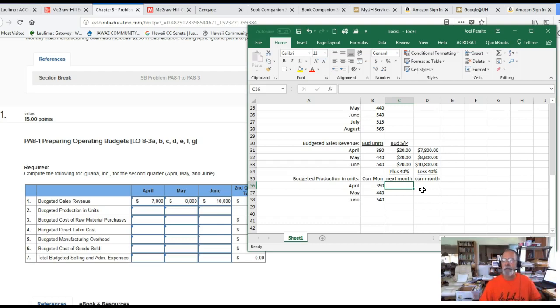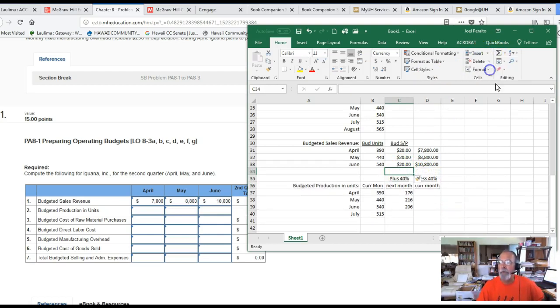Plus 40% of next month. So we'll take plus May times 0.4. We won't be able to copy that. Plus June times 0.4. And we need to show July because we need to include that calculation, which is 515 for projected unit sales for July. And so we'll take plus July times 40%.